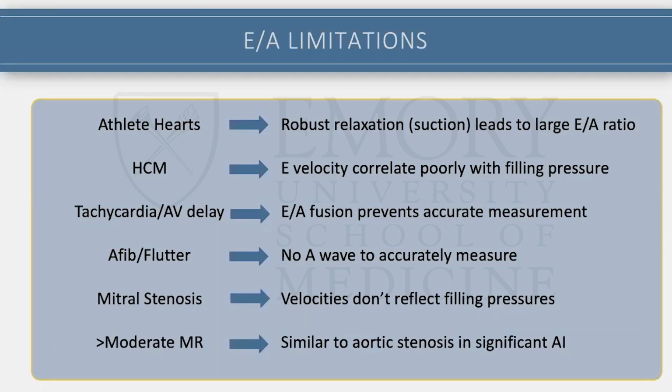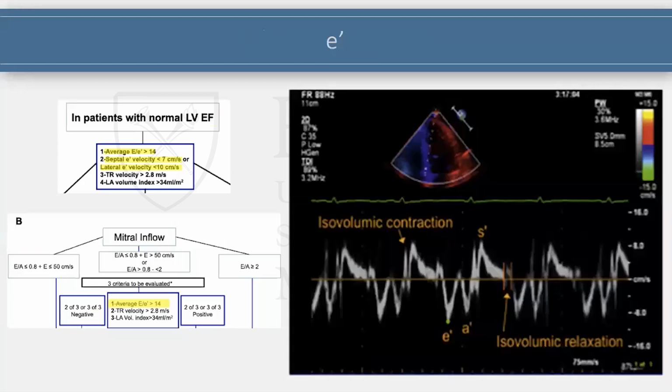And then, of course, greater than moderate MR we think of as a limitation with this. I think of this similarly to when we're trying to assess aortic stenosis and significant AI. The high velocities through the valve are less reflective of filling pressures as much as they're just related to regurgitant volume flowing through the valve. Okay, so lots of limitations to the E to A ratio. So what else can we use?